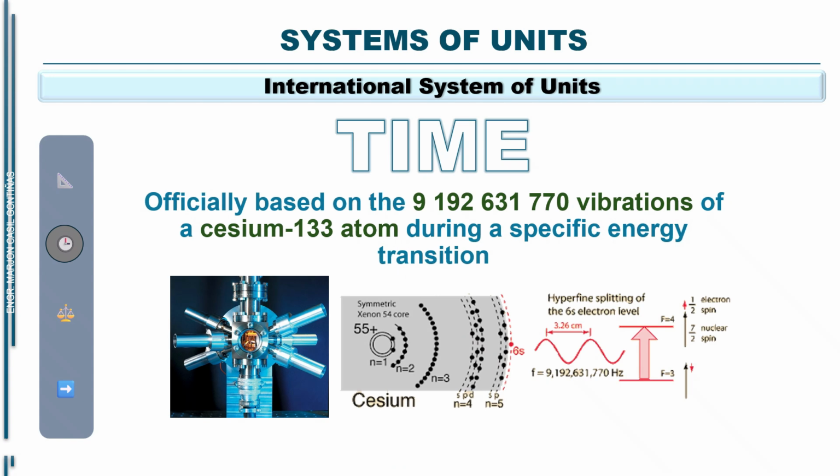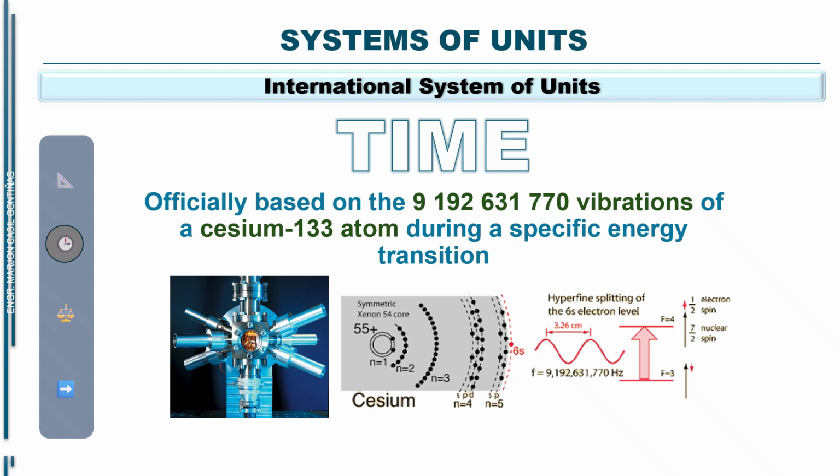But today, it's officially based on the 9,192,631,770 vibrations of a cesium-133 atom during a specific energy transition. Crazy, right?